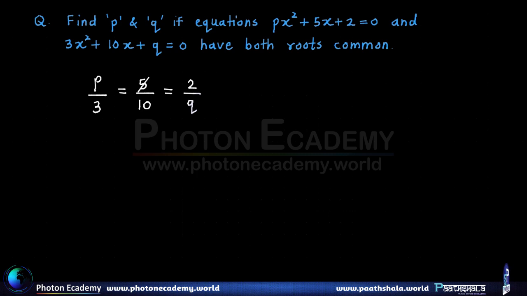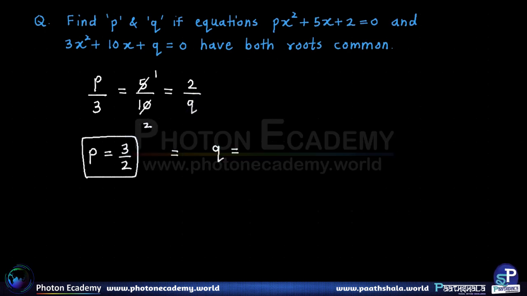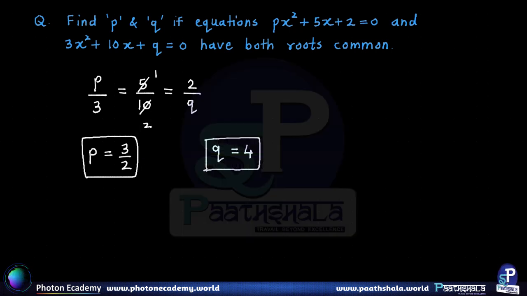So 5 upon 10 is nothing but 1 upon 2. To get p, we have p upon 3 equal to 1 upon 2, so that leads us to p equal to 3 by 2, and 1 upon 2 is equal to 2 upon q, so therefore q is nothing but 2 into 2, that is 4. So therefore p and q are 3 by 2 and 4. Let's see another question.